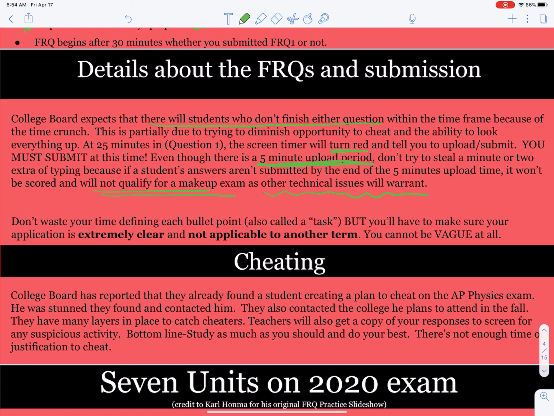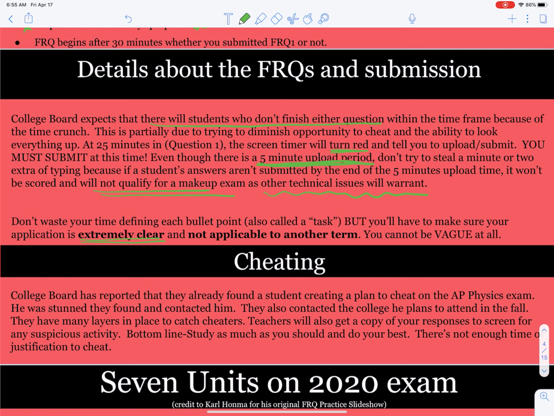Don't waste your time trying to define each bullet point. I know when we talked through the year about SOTAs, I told you it's very important to define and apply every bullet point. Under these circumstances, I really don't think you should spend the time with a separate definition than the application. You have to make sure though that your application is really clearly showing the definition of the term and how it applies.